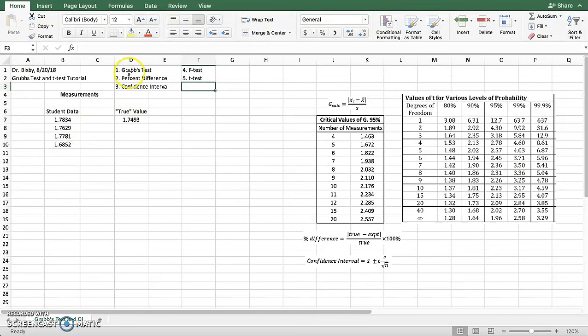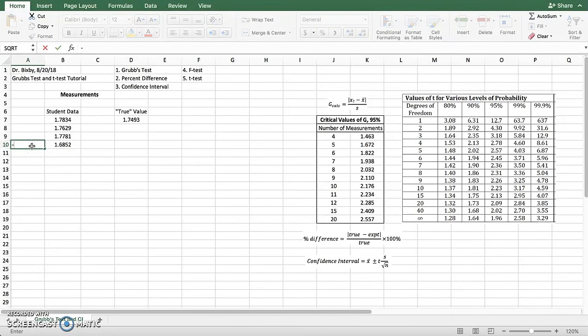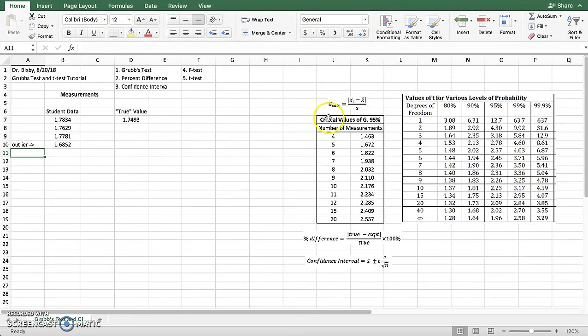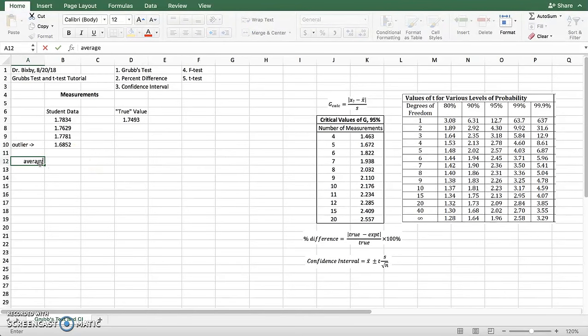So we're going to execute a Grubbs test using this equation to determine G experimental or G calculated, and then we're going to compare that to the critical value of G to see if we can get rid of this. Okay, so I think this is an outlier. So I'm going to calculate G. In order to do my G calc, I need the average value and the standard deviation of the values. So I've got average and standard deviation I need to calculate.